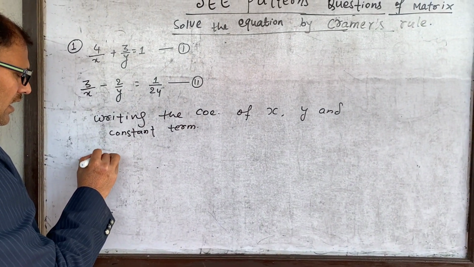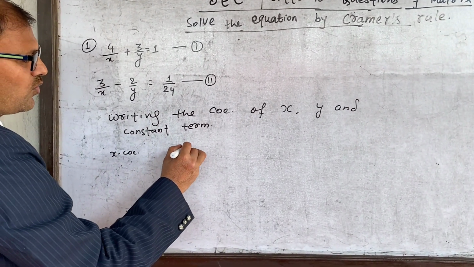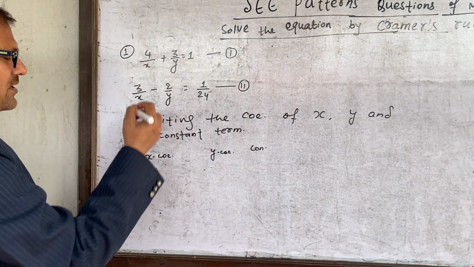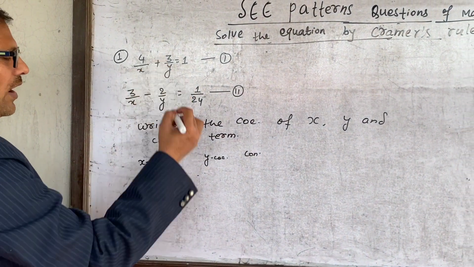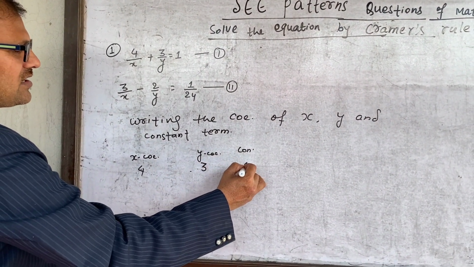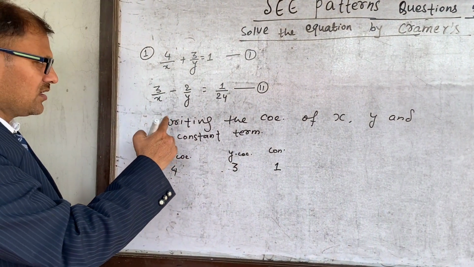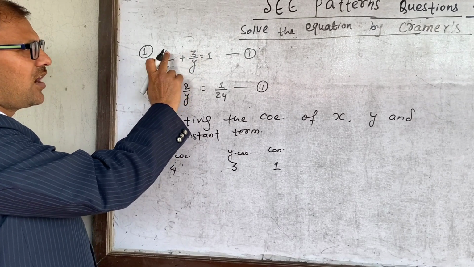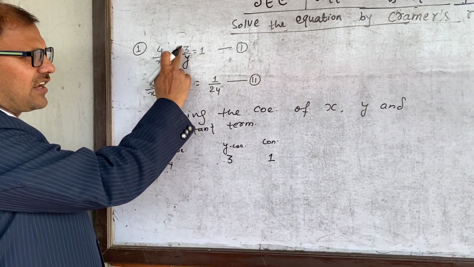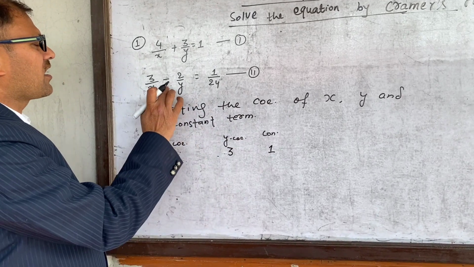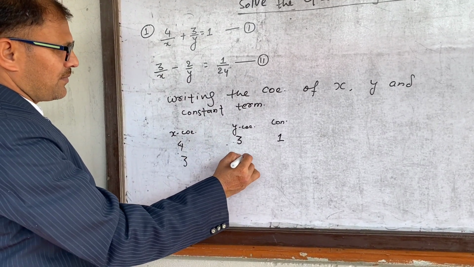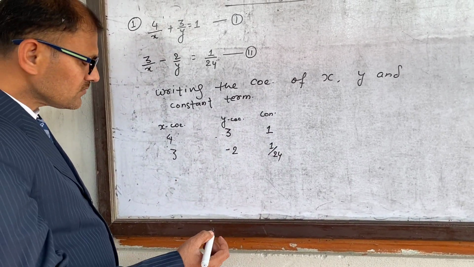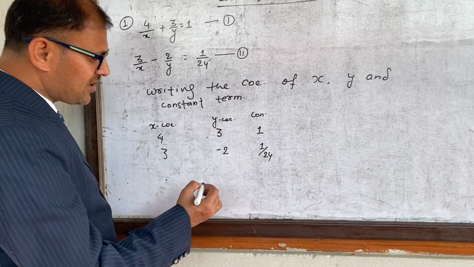Then x coefficient, y coefficient and constant. The x coefficient is 4, the y coefficient is 3, and the constant is 1. Once more, x coefficient 4, y coefficient 3 and constant 1. Similarly, 3, minus 2 and 1 by 24. Now, in D, we have to understand D.